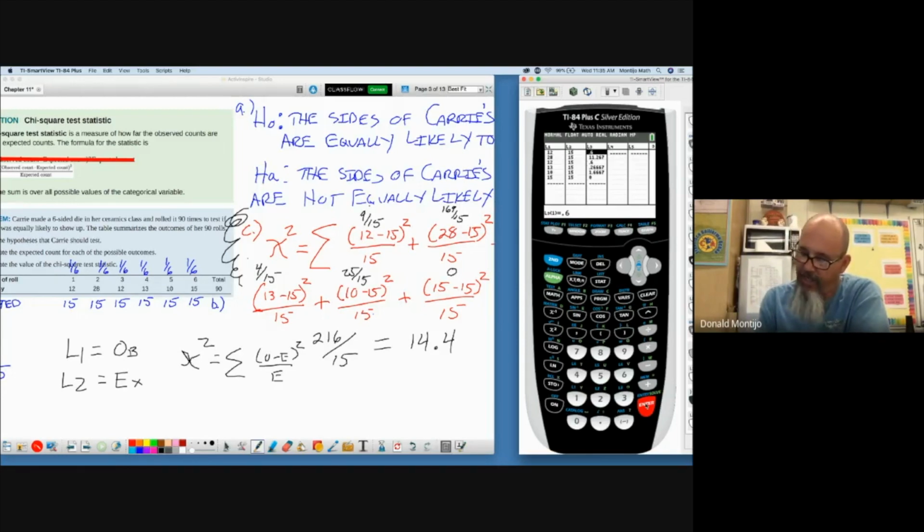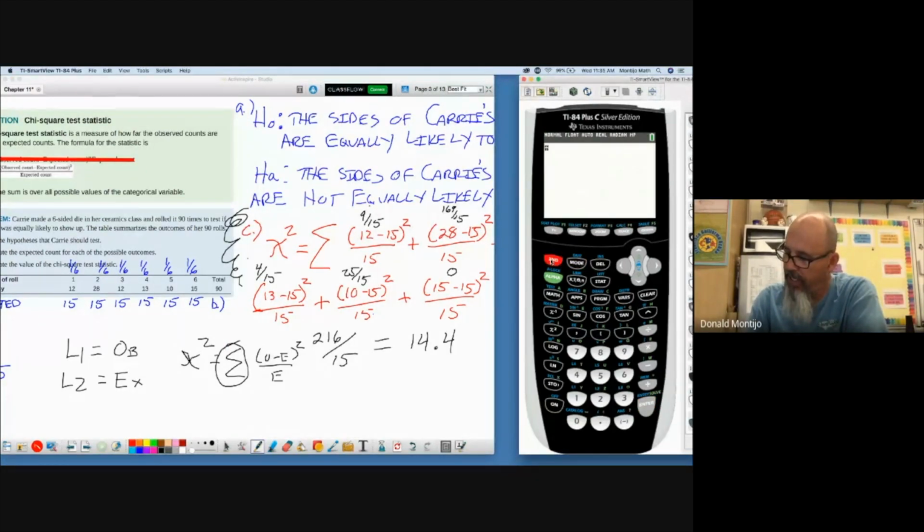And then finally, I need to do this summation part. So remember, if we go back to the main screen, we go to second catalog, I'm going to go to T, and then go up to sum. So I'm going to tell it to sum, and the calculator's like, cool, I'll add for you. What do you want me to add? I'd like you to add, please, all the numbers in list 3. Oh, so the chi-squared value is 14.4.